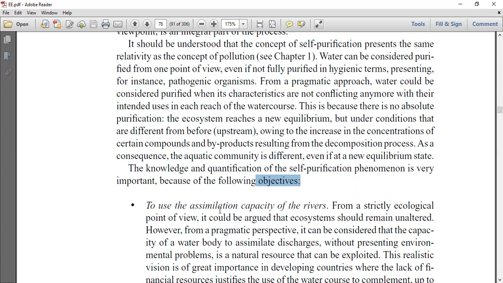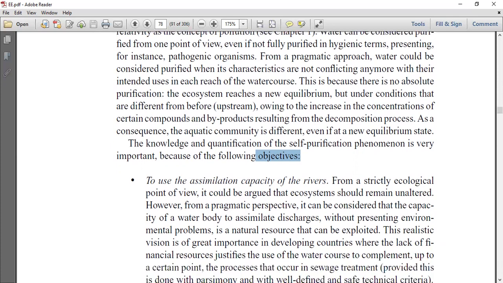This realistic vision is of great importance in developing countries, where the lack of financial resources justifies the use of water sources to complement treatment up to a certain point.